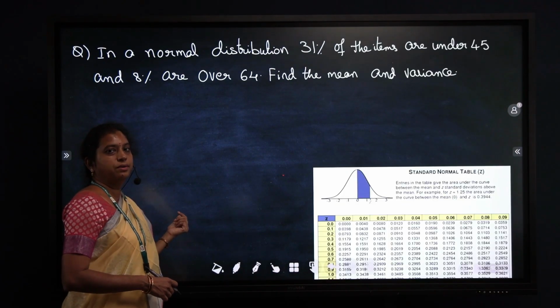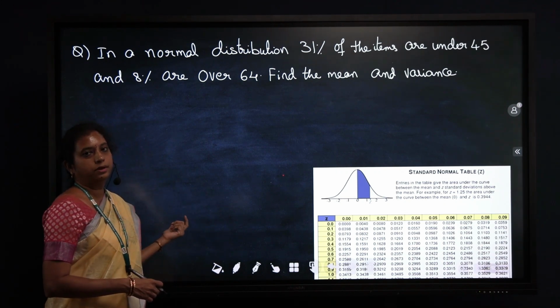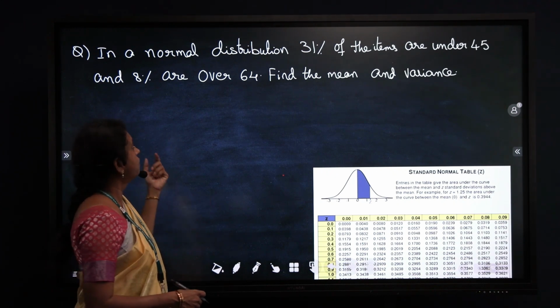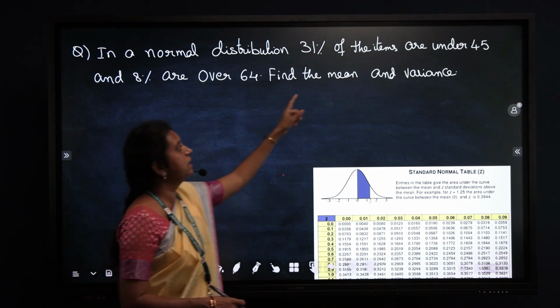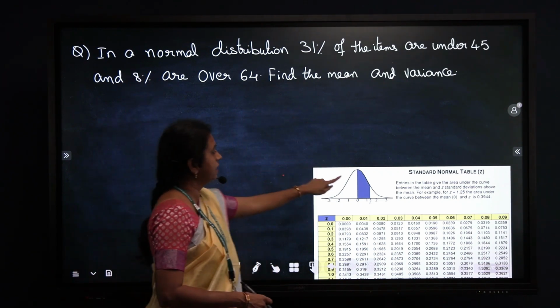In the previous two examples, mean and standard deviation were given and we found the probability value, or for a given n value we found the number of students' weights, right? Now in this problem we have to find the mean and standard deviation, that is mu and sigma, where the area is given, right?